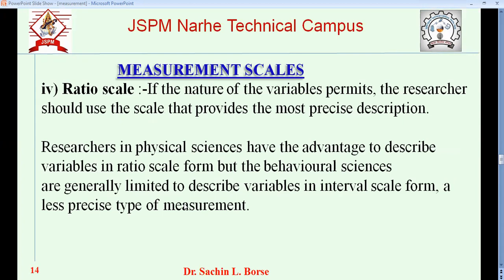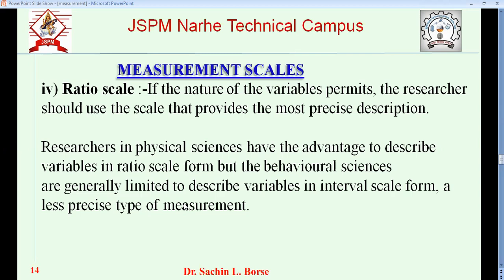So if the nature of the variable permits this ratio scale, then we should use the ratio scale because it gives the most precise description of the data. As far as possible, we can go for the ratio scale.